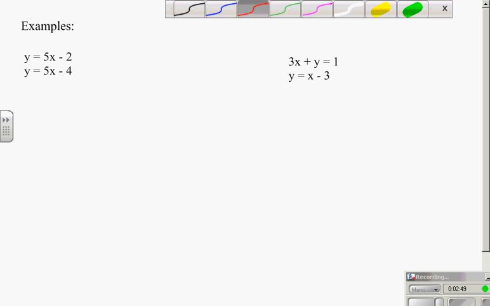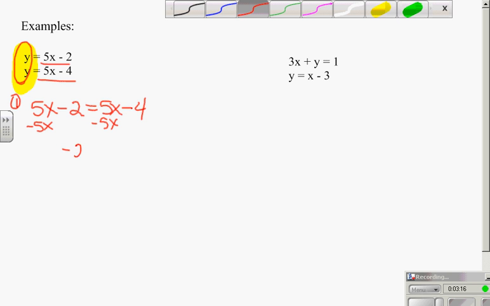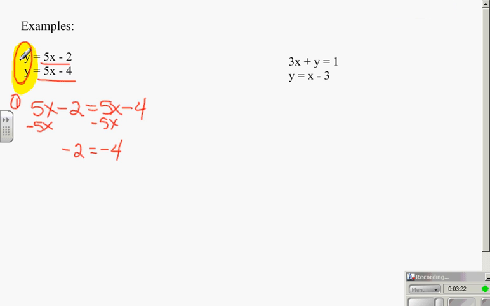Now this first example is the best kind of example to get because they are both already solved for y. So what that means is that these two things are equal if they both equal y. So I can write 5x minus 2 as my first step equals 5x minus 4. So solve. If I subtract 5x from both sides, I end up with negative 2 equals negative 4. And that can't ever, ever happen. And so this is no solution.